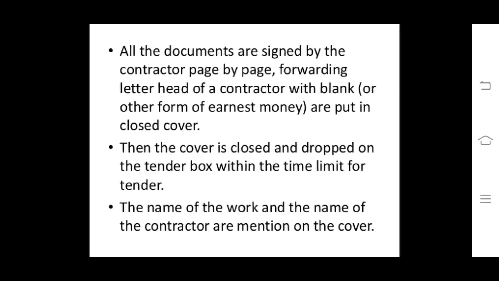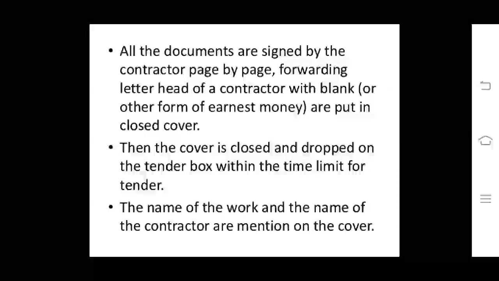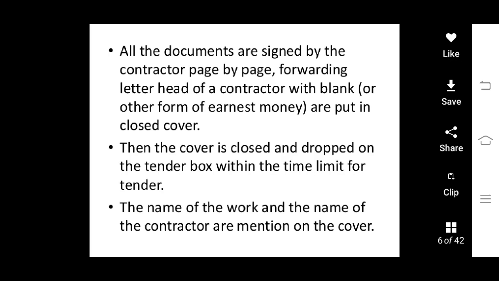All the documents are signed by the contractor page by page. Forwarding letterhead of the contractor with a bank draft or other form of earnest money is put in a closed cover. Then the cover is closed and dropped in the tender box within the time limit for tender. The name of work and the name of contractor are mentioned on the cover.